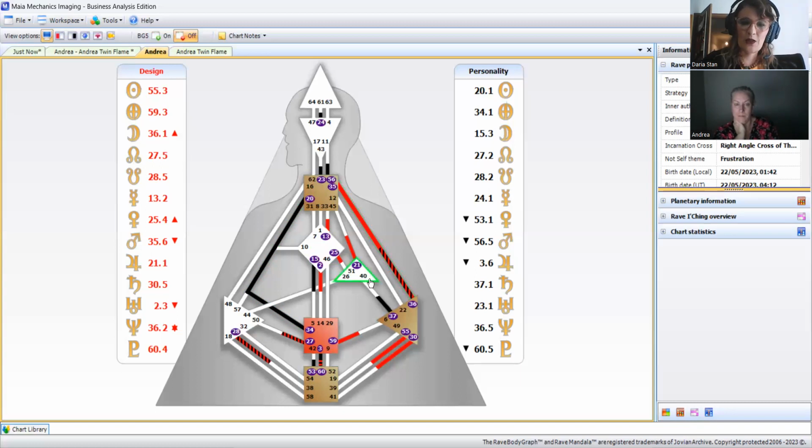As for your not-self themes, I'm going to start from up down. You have a completely open head. The not-self theme of a completely open head is thinking about things that don't matter.